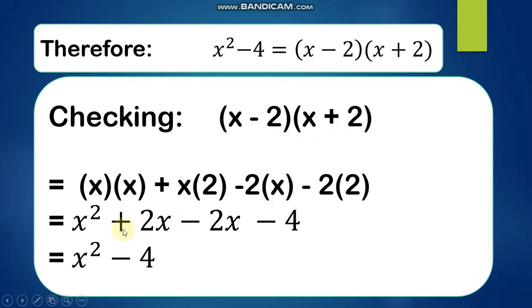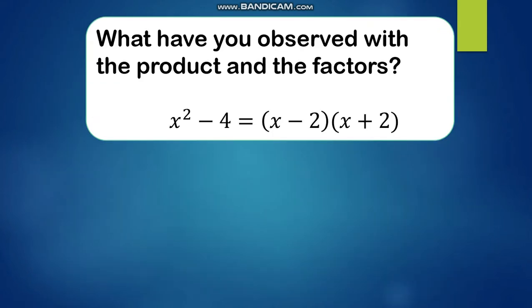Then combine like terms. Positive 2x and negative 2x can be eliminated, and that would result to 0. So we only have x squared minus 4, which is the given difference of two squares. Meaning, we got the correct answer.